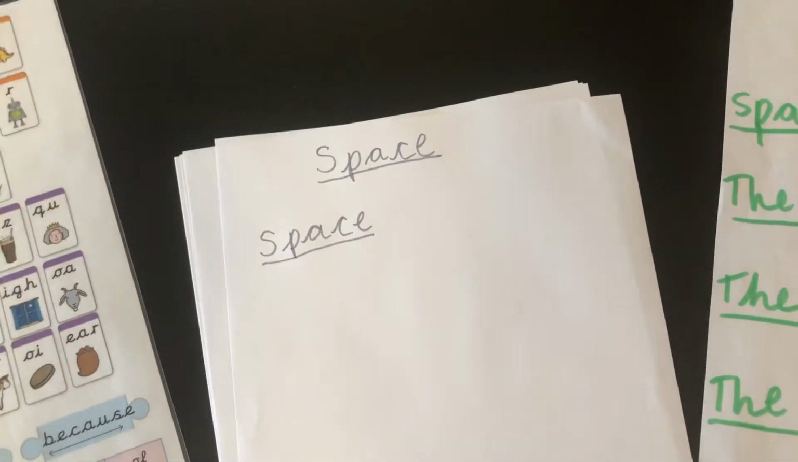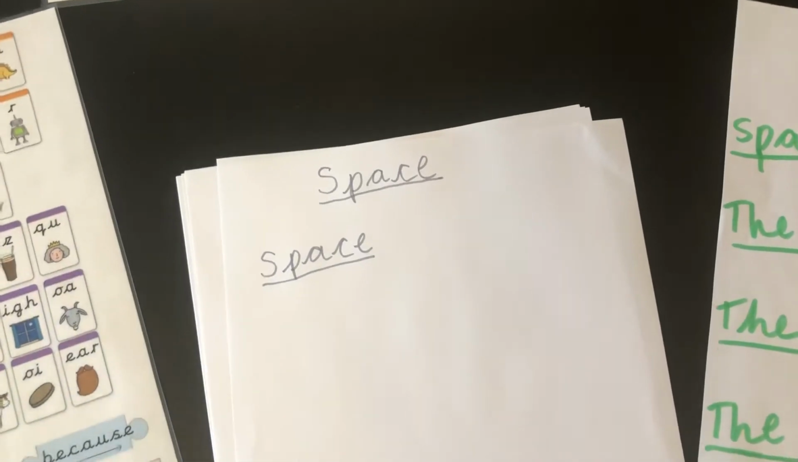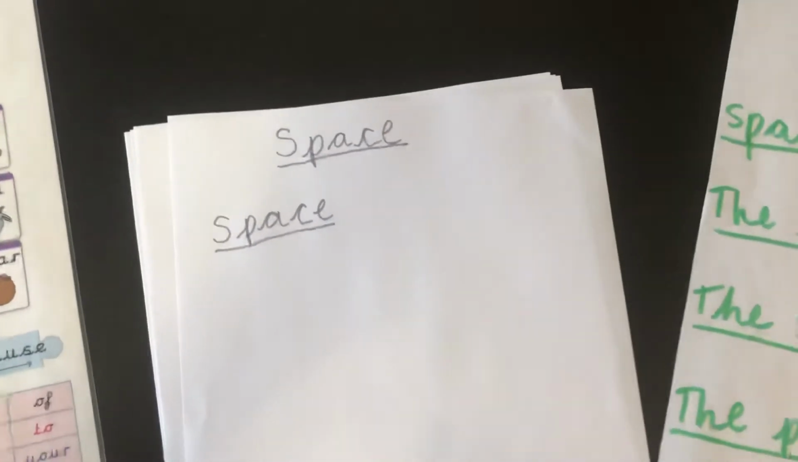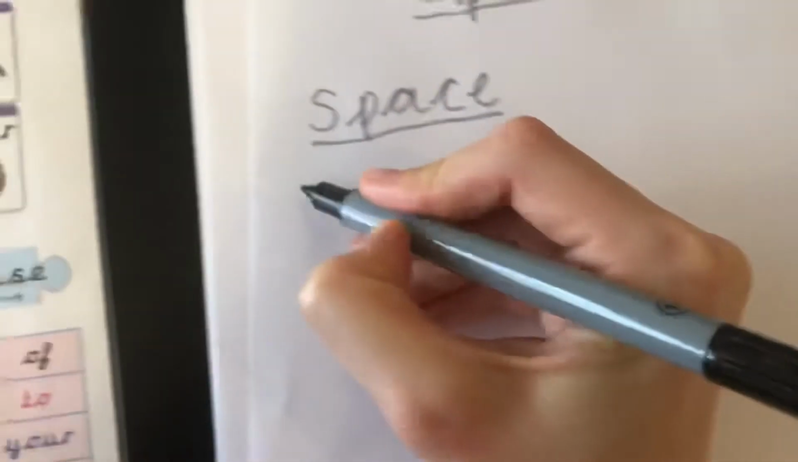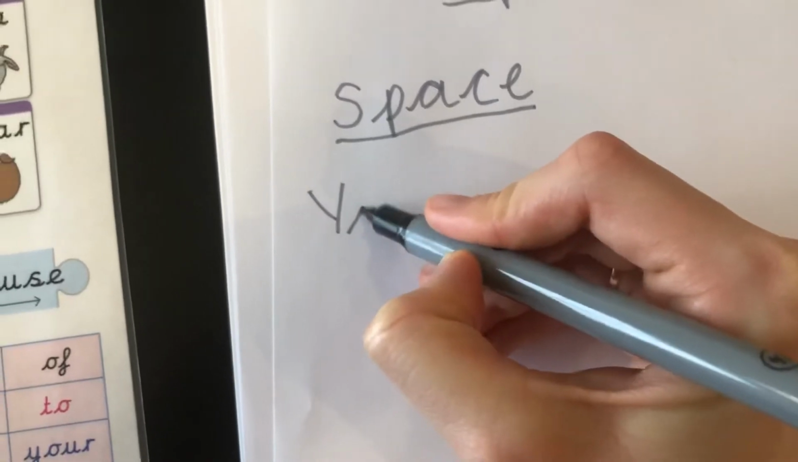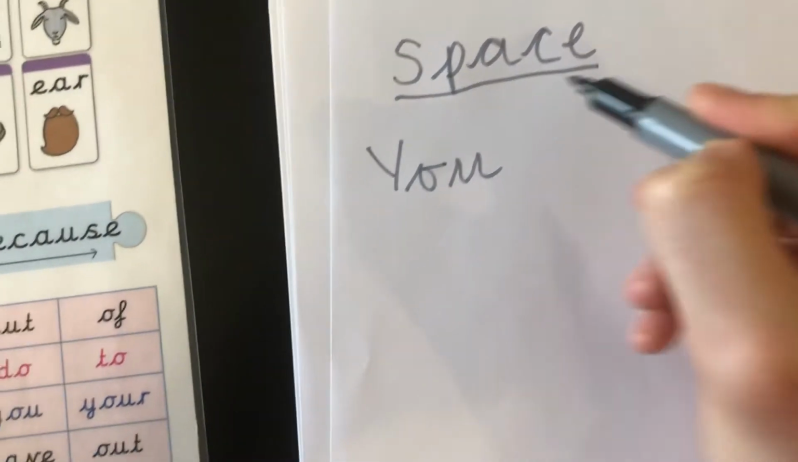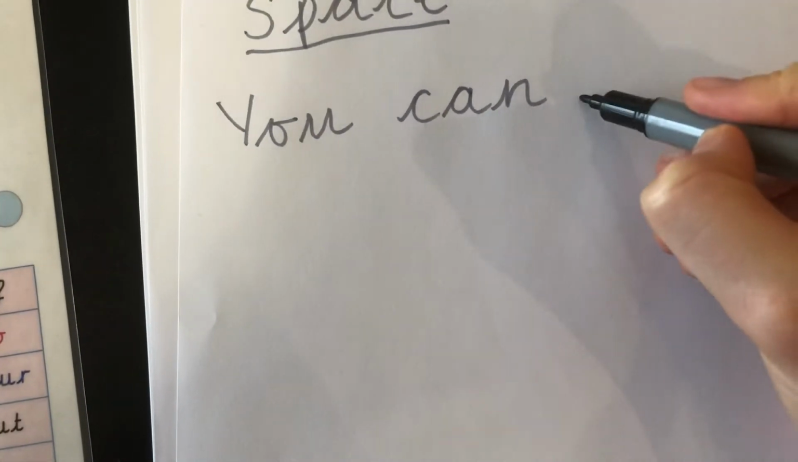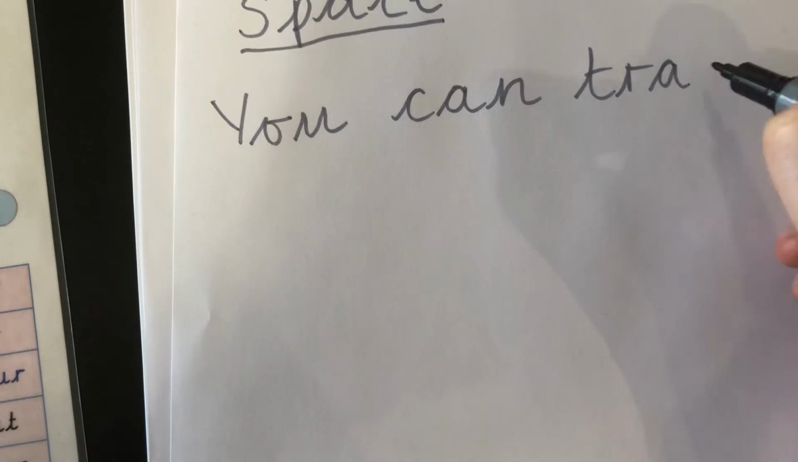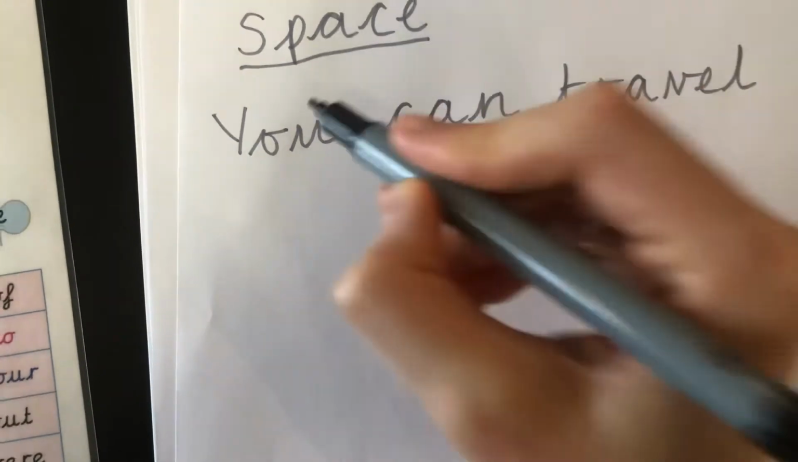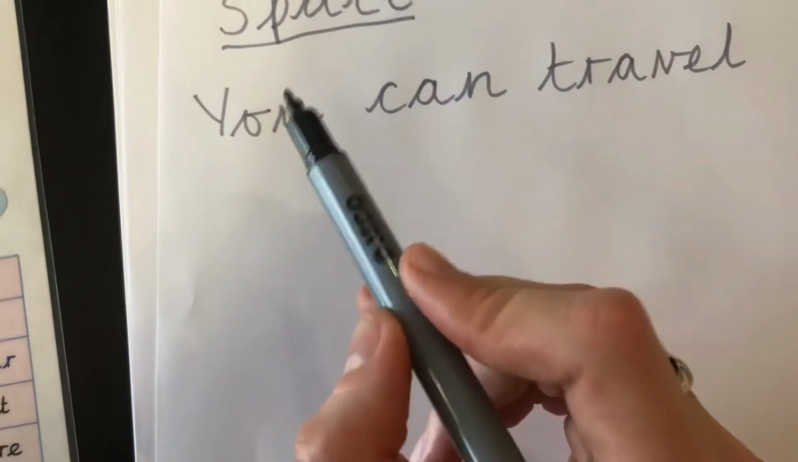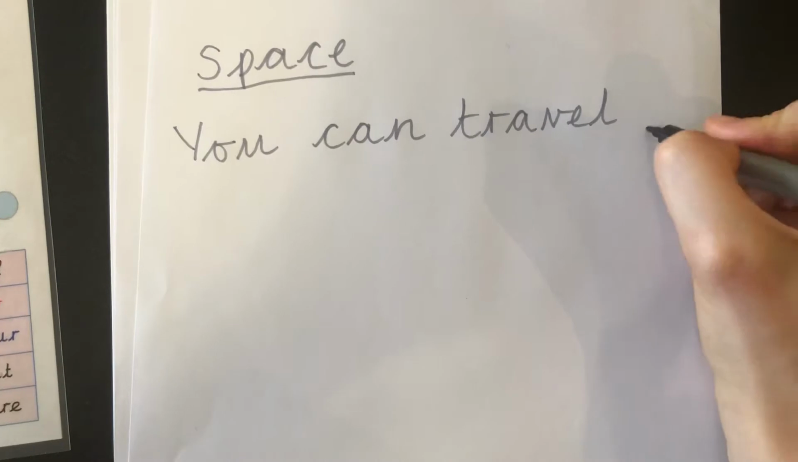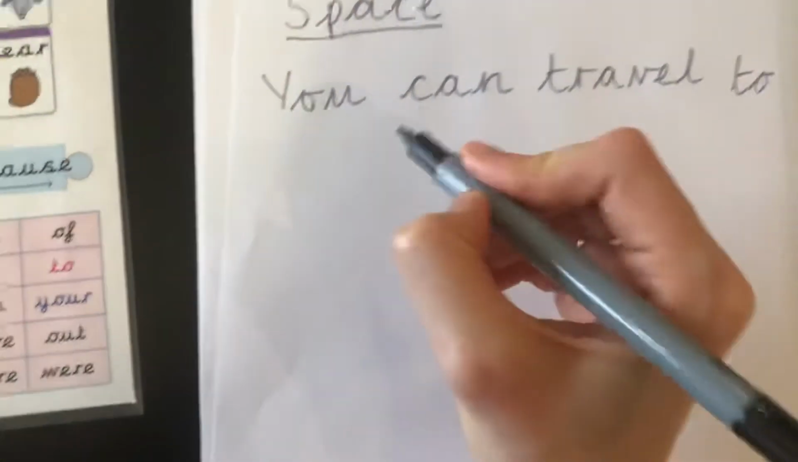If you're finding it hard to remember the sentences, a grown-up can help you with this, but they're not allowed to tell you how to spell things, okay? So space, you, capital Y, O, you. You can, you can travel. You can travel. I like to go back to the beginning so I remember what I'm writing. You can travel to space.